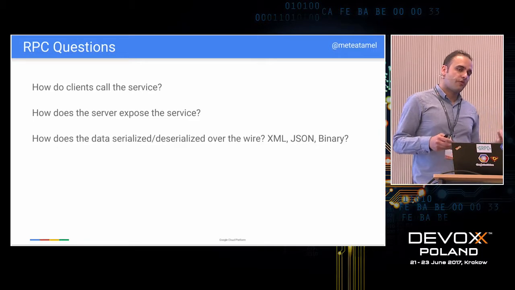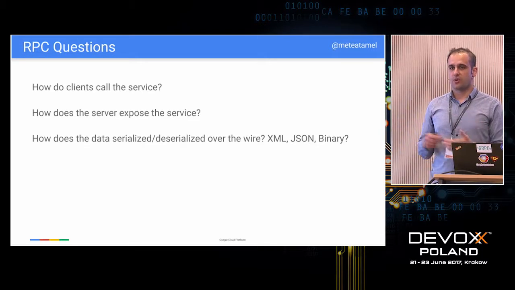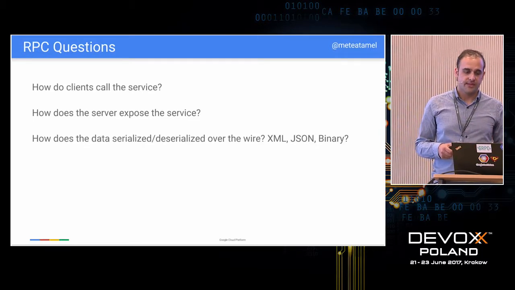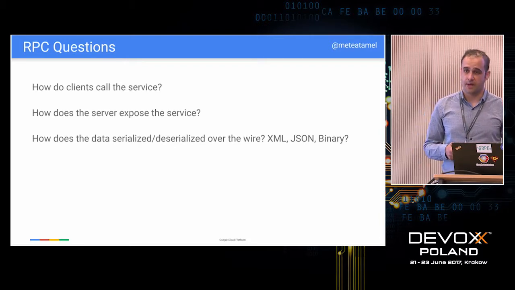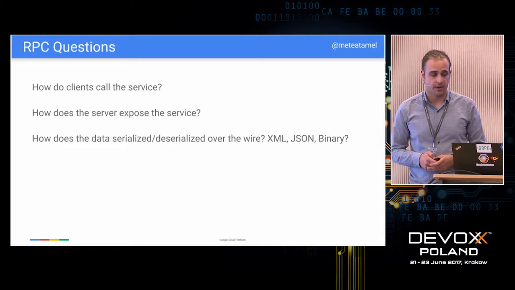So you're making a call from the client to the server. It has to go over the wire, so you need to basically convert everything to bits and bytes. You need to serialize things and deserialize them on the other end. How do you do that? Do you use XML? Do you use JSON? Do you use binary? So these are some things that you need to worry about.